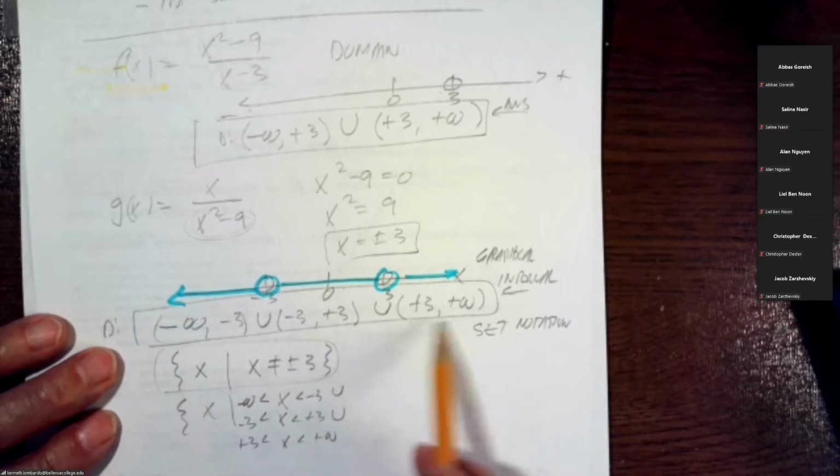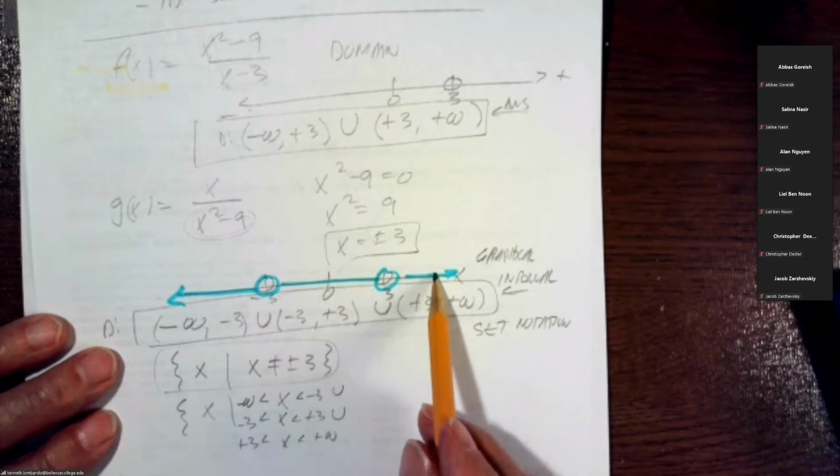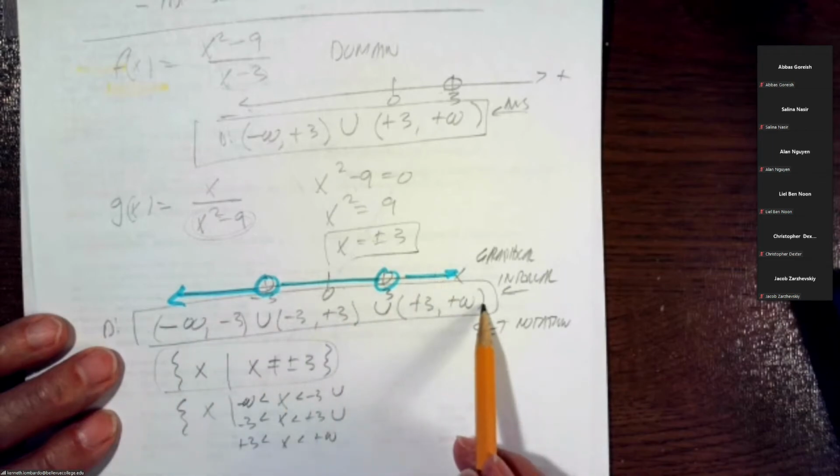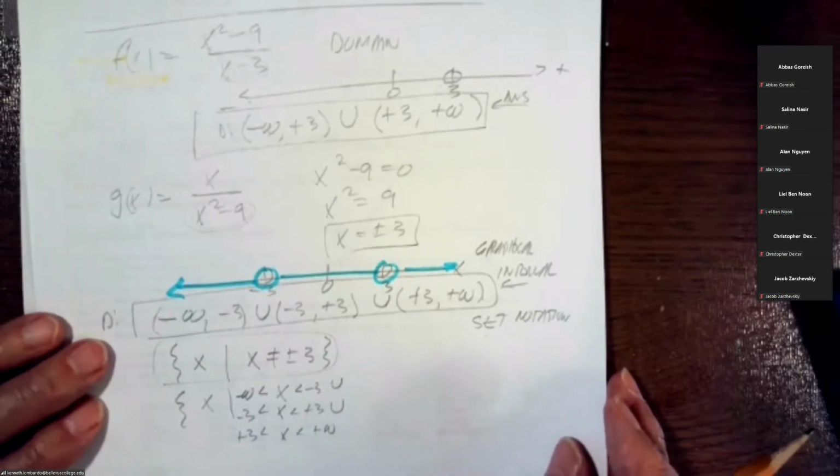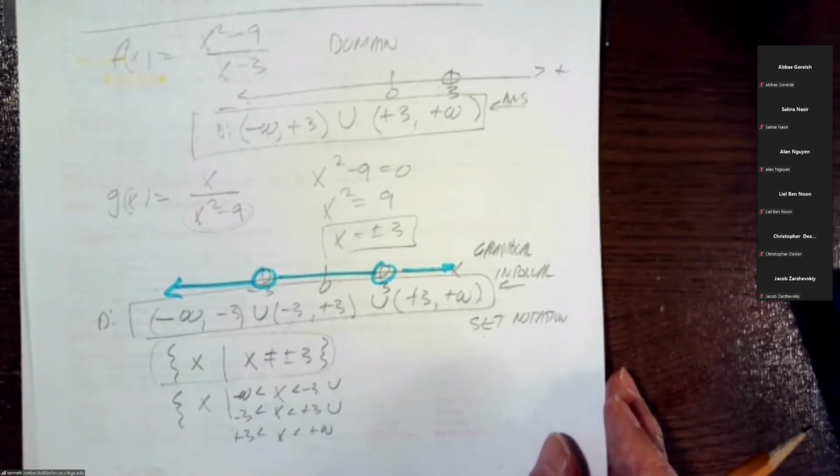So here we'd have graphical notation. Here we have interval notation. And then down here we have set notation. Okay, any questions on what we've covered there at all?